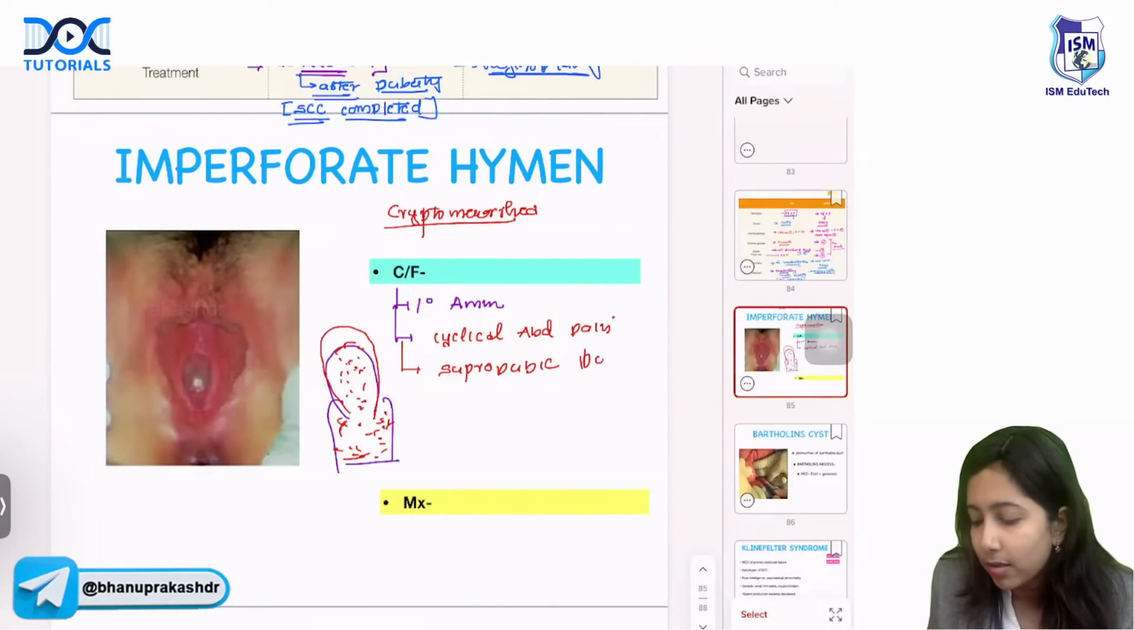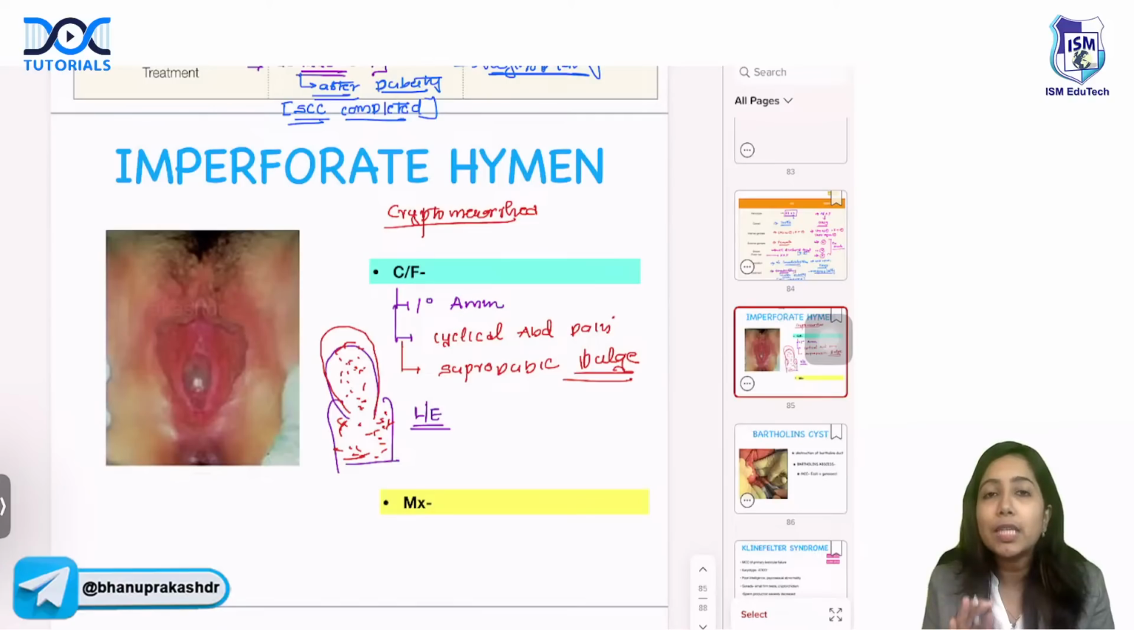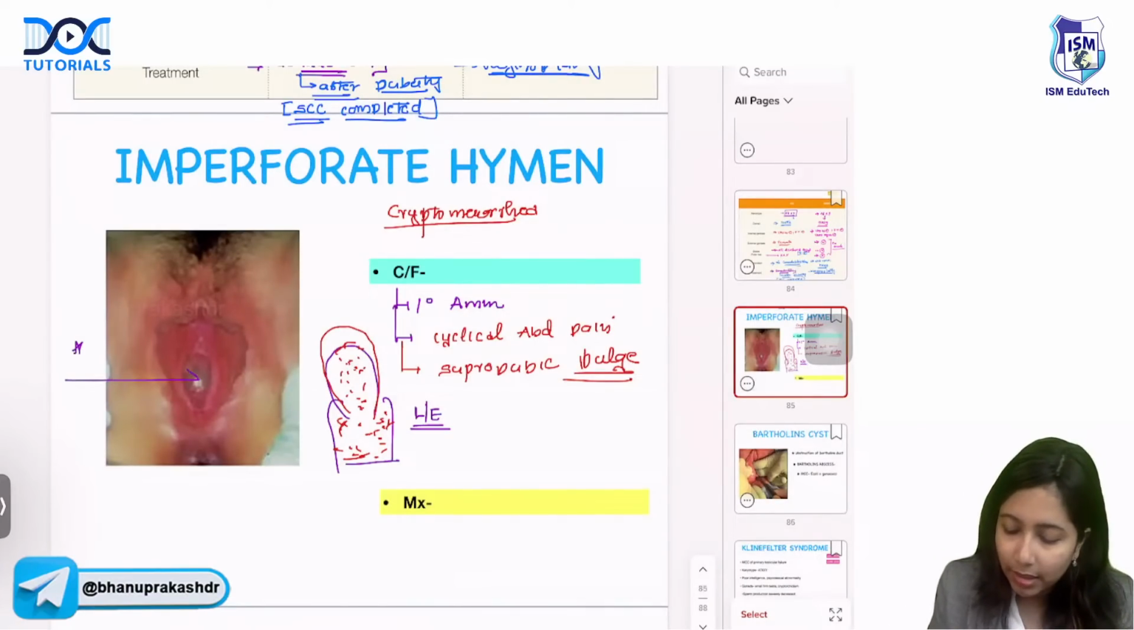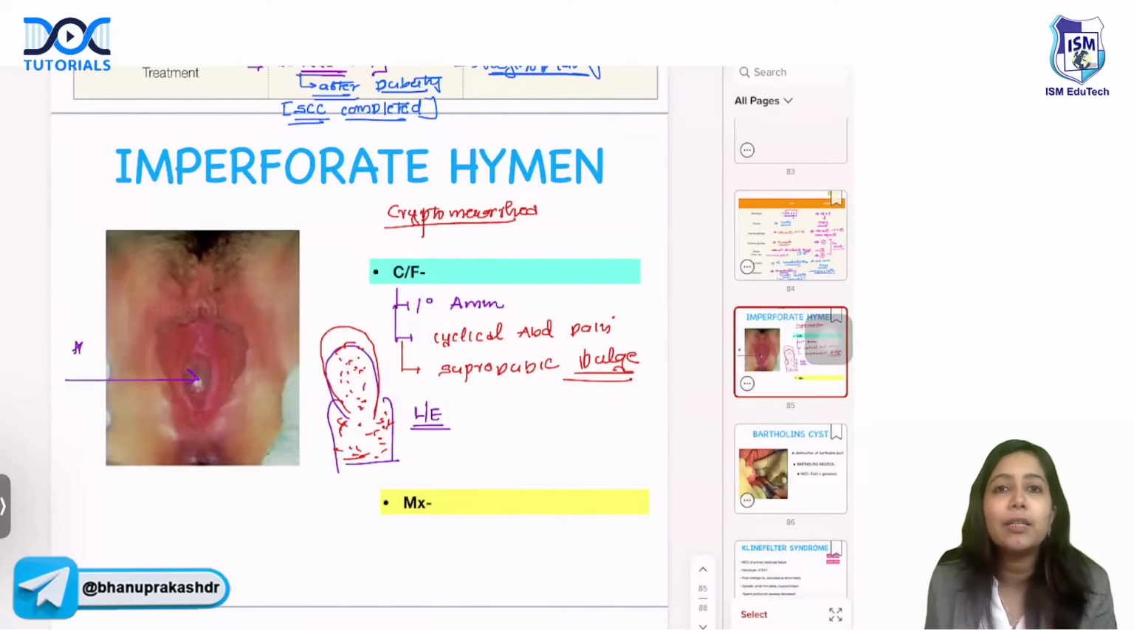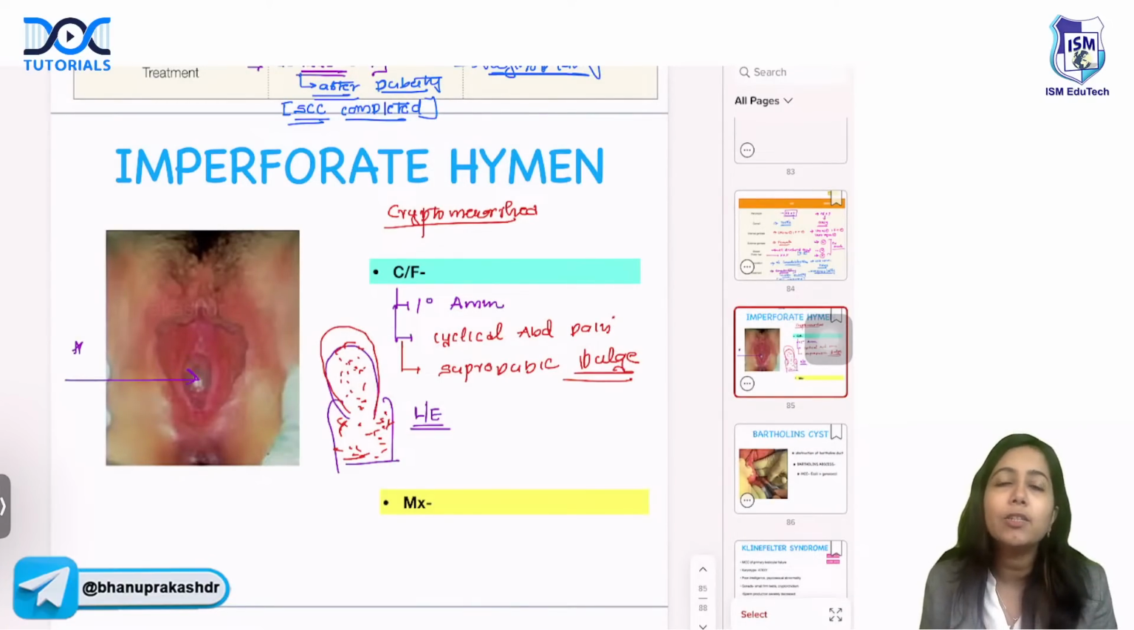Suprapubic bulge. When you do a local examination, very important key point, on local examination, you will see a bulging bluish membrane. Can you appreciate it here? The bulging bluish membrane. Very, very important. Bulging bluish membrane which increases in size on coughing, straining, Valsalva is denotive of an imperforate hymen.